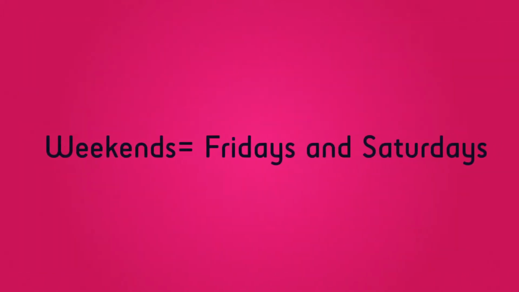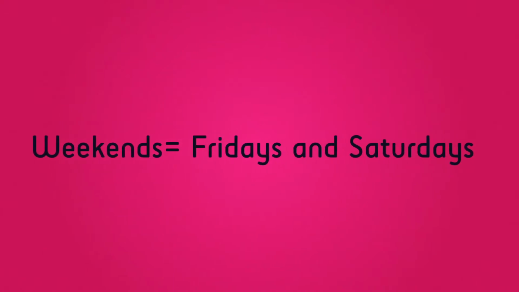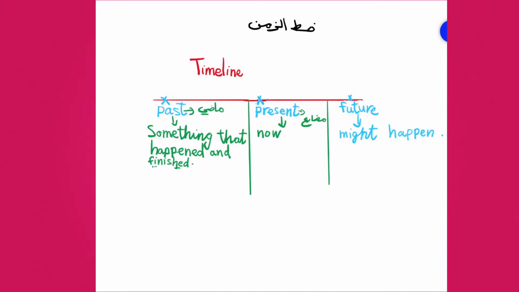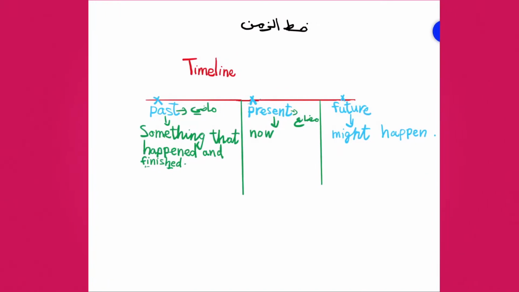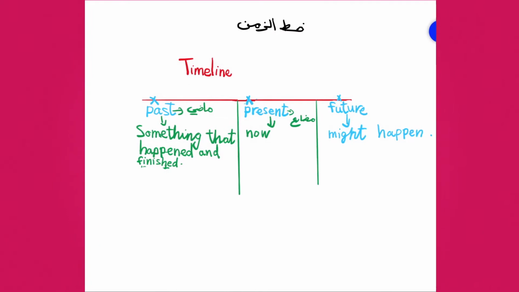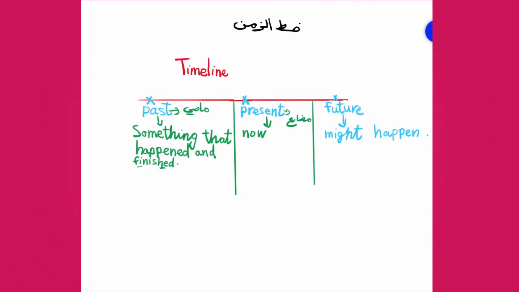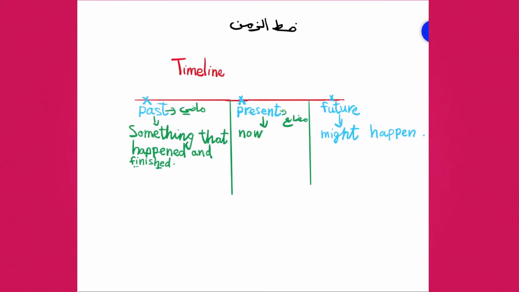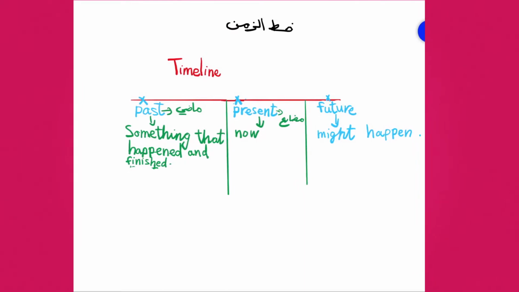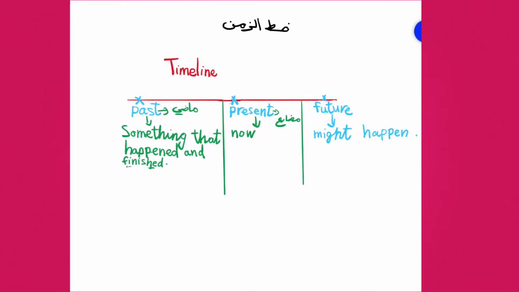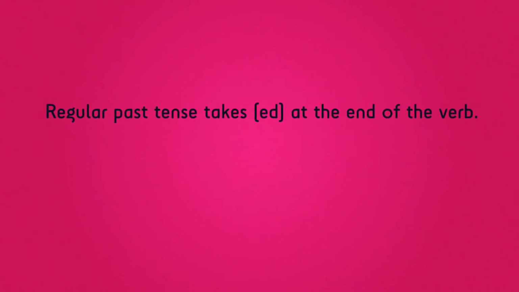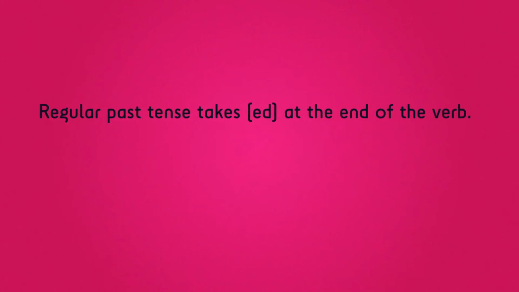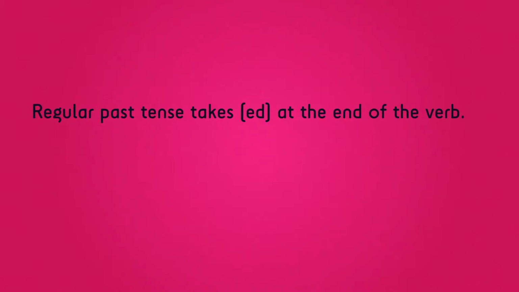Weekends. Weekends are Fridays and Saturdays. We have here the timeline. We have past. The past means something that happened and finished in the past. Then we have the present, which is now, and then future, something that might happen at some point in the future. Regular past tense. The regular past tense will take ed at the end of the verb.